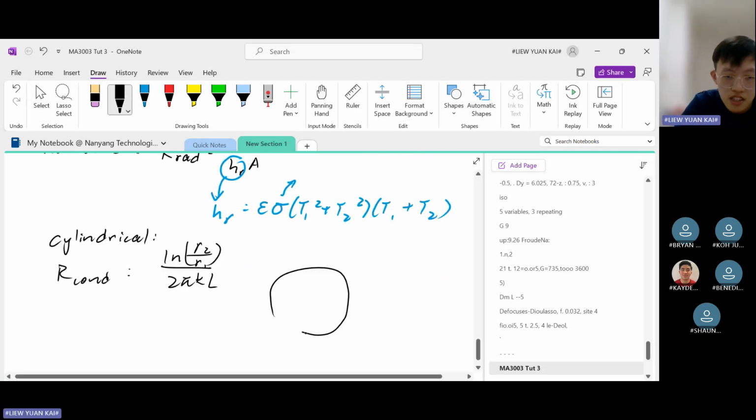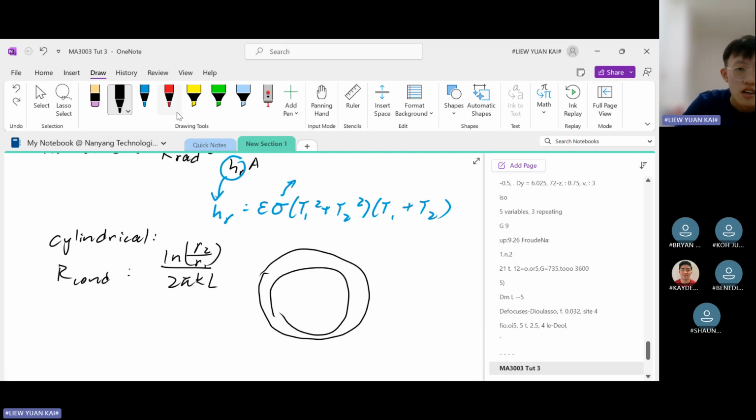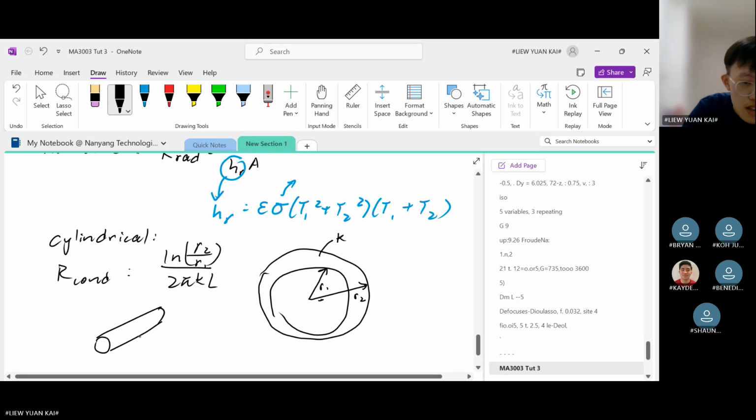So suppose this is a cross section of a pipe. Okay, heat is flowing through this solid insulation. This ring that I draw here is an insulation. So R1 is the inner radius. R2 is the outer radius. K is the thermal conductivity of the insulation. L refers to the length of the pipe. So if I draw this pipe out, for example, like this is L, the length of the pipe, which we talked about earlier, right? So that's how you apply this formula. Ln R2 over R1, over 2 pi KL.